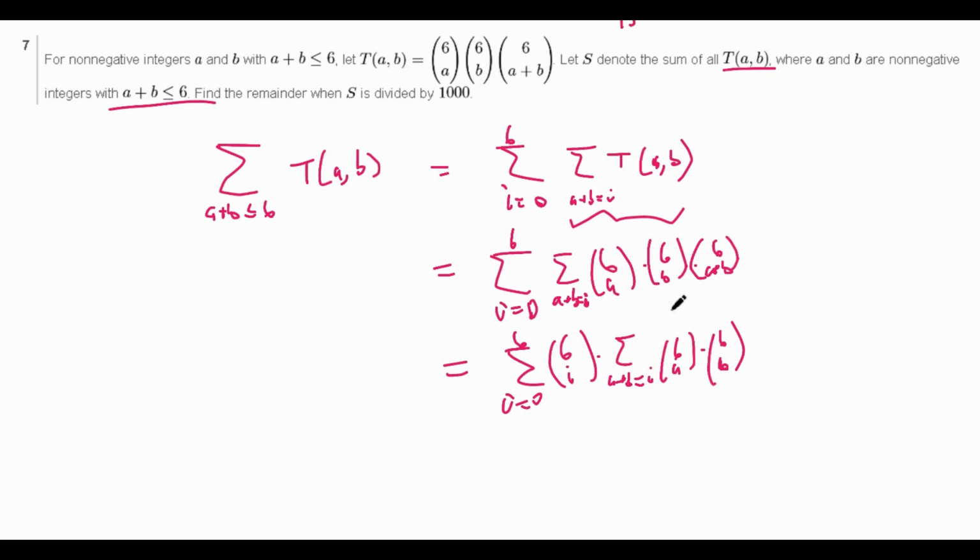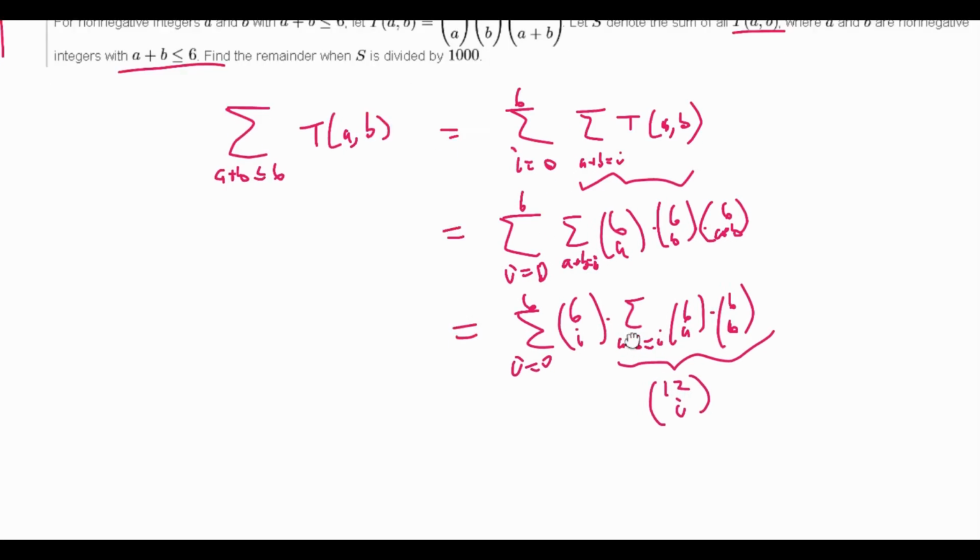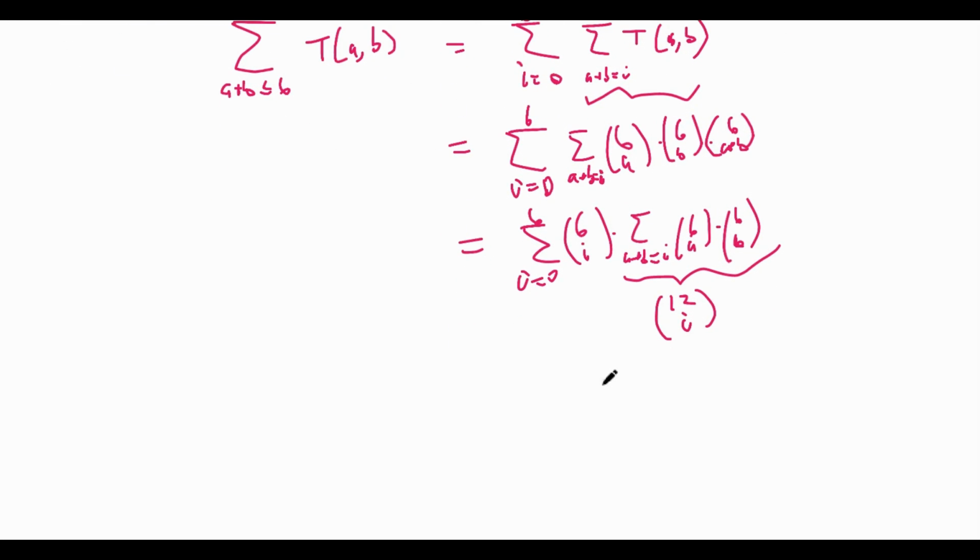Alright, so now how do we evaluate this? Well, there's an identity called Vandermonde's identity. I think I talked about it in a previous video, so if I did, I'll put a link right here. But in any case, it turns out that using that identity, this is just simply going to be 12 choose a plus b, which is just going to be i. So we have that this is the summation from i equals 0 of 6 choose i times 12 choose i. Or we can write it in this form, because we want to use Vandermonde's identity again.